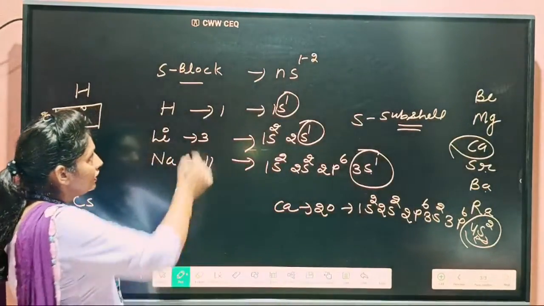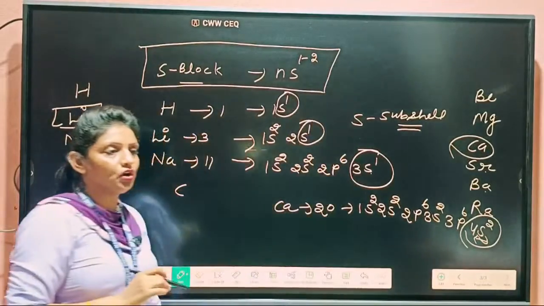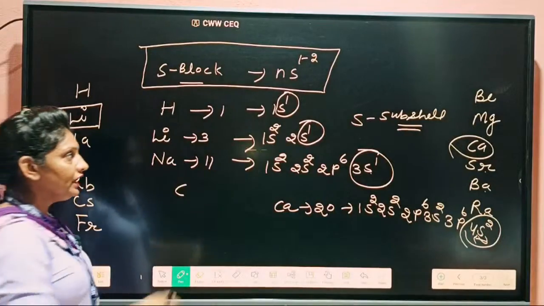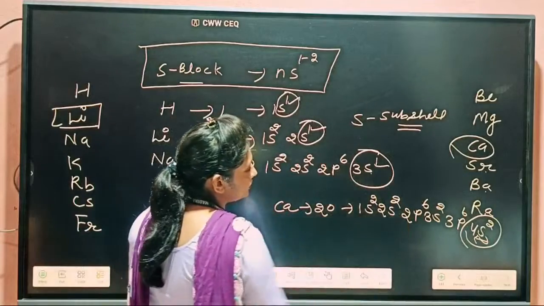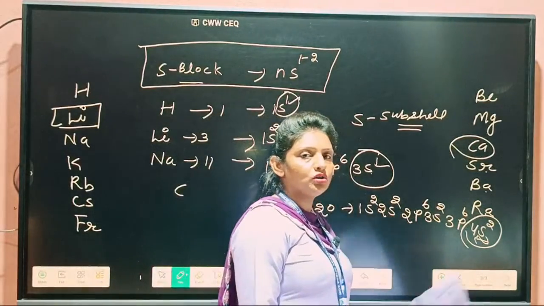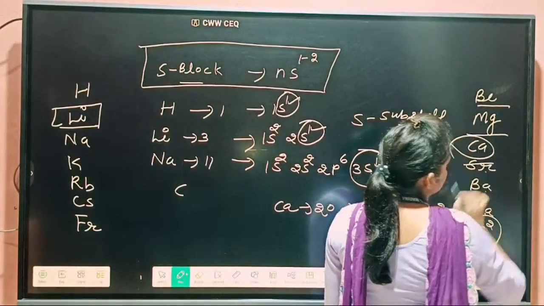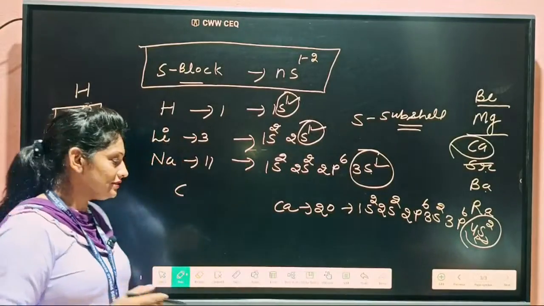So students, this one is the general configuration for s block elements. If your element is present in group number 1, then there will be 1 electron in the outermost shell. And if your element belongs to group number 2, then there will be two electrons. It is clear to you or not? Yes.